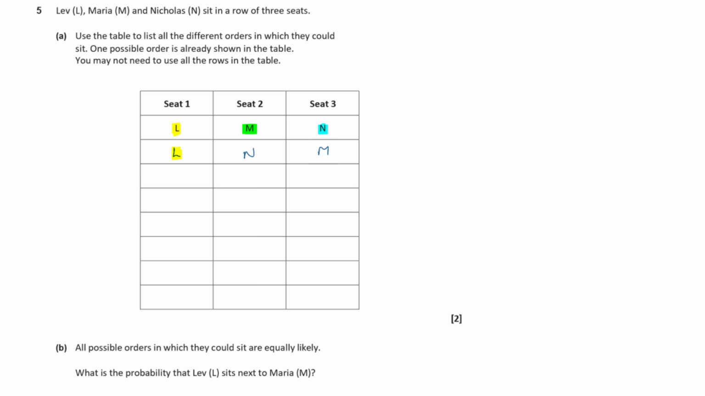So now that I'm done with L, I'm going to start looking at M at the front. So I'm going to bring M to the front and draw it here. And then I'm going to do the same thing. I'm going to then do L and N here.